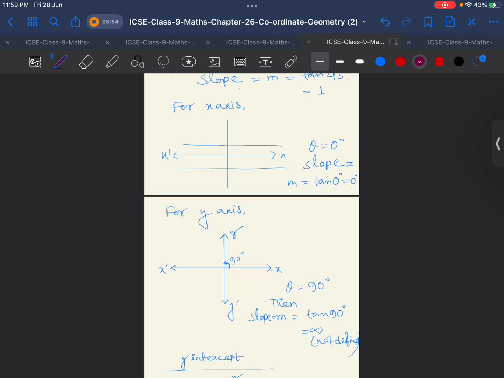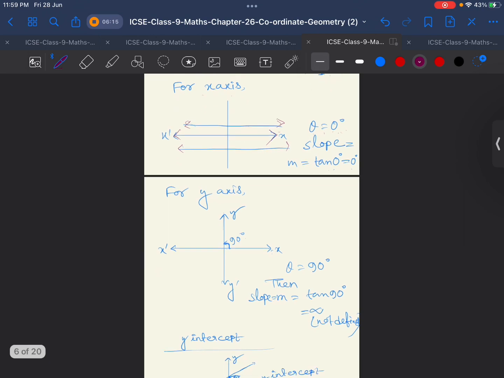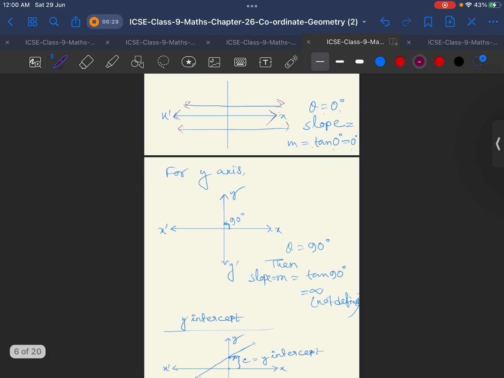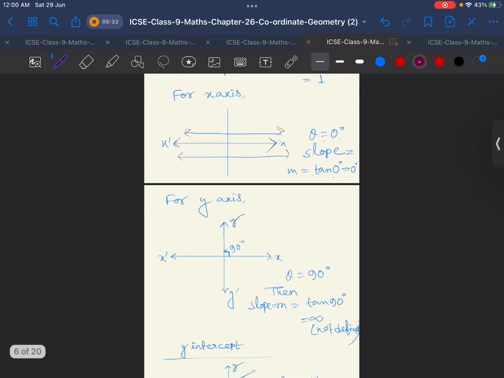Now for the x-axis, the line is here, this is a line, this line is parallel to the x-axis. Then here inclination is theta equals 0 degree. So for the x-axis or horizontal line, we get theta 0 degree. Then slope m equals tan 0 degree equals 0.